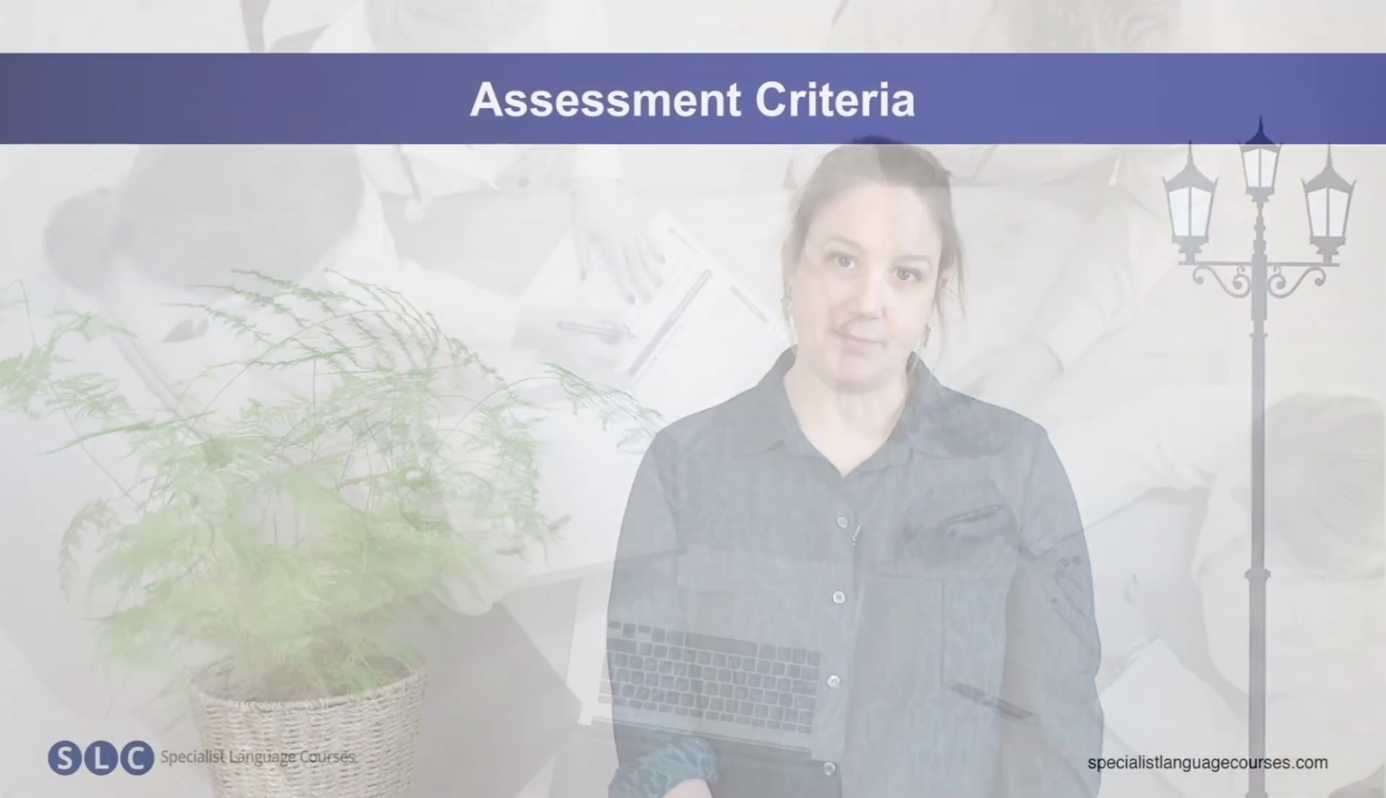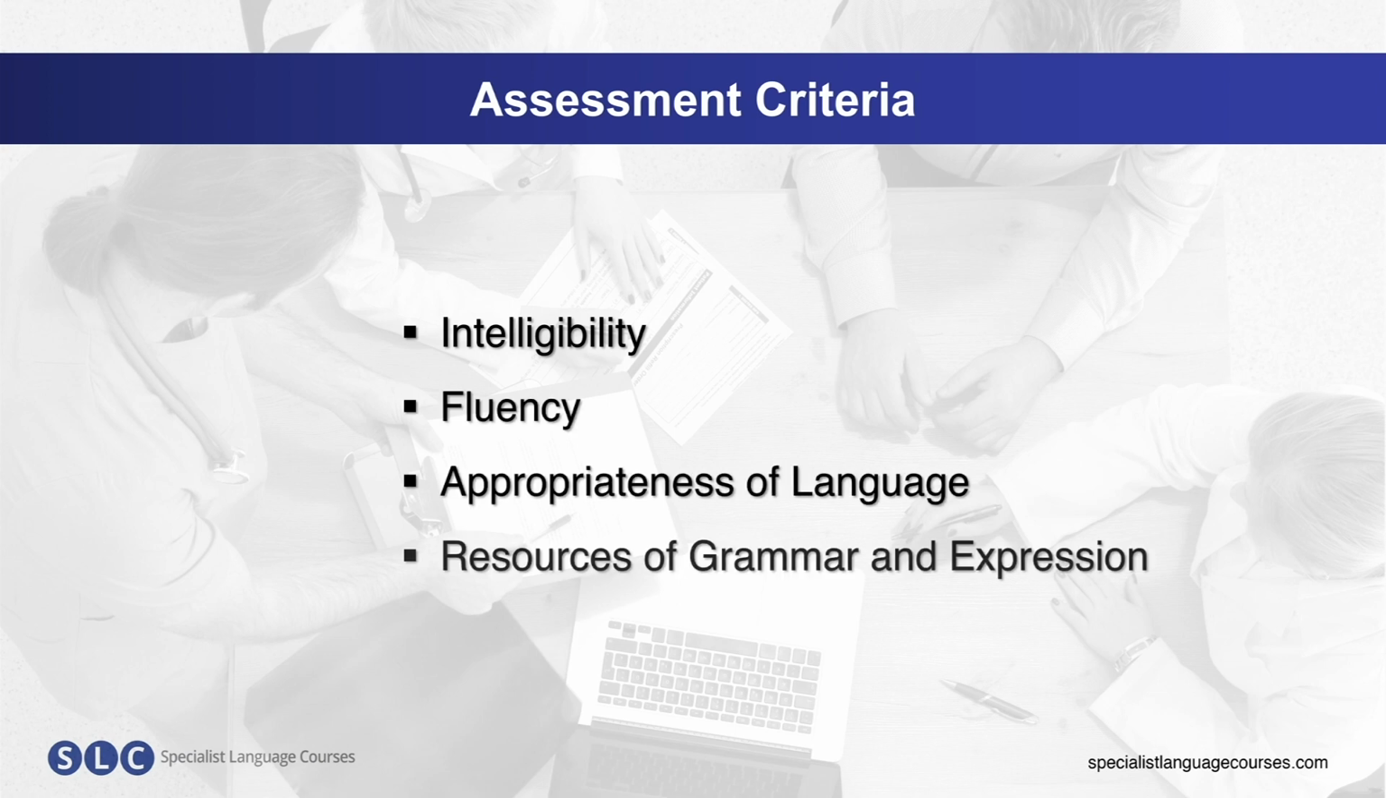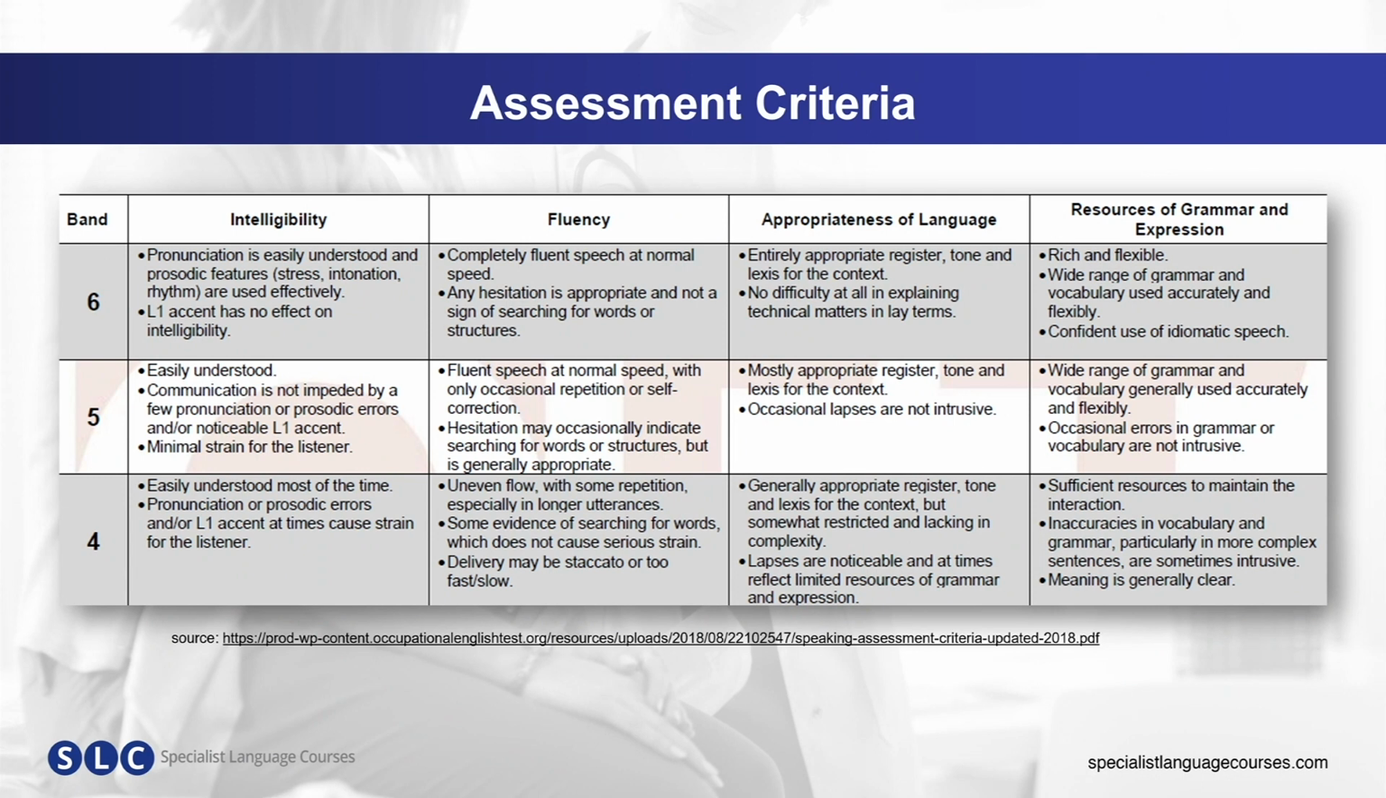So how are you assessed? Well, there are 4 linguistic criteria which the examiner looks at. These are intelligibility, fluency, appropriateness of language, and resources of grammar and expression. And each one is marked on a scale from 0 to 6, with 6 as the highest band score. Here is an excerpt from the criteria with the 4 categories at the top, and the top marks ranging from 4 to 6 for each category. You can download a copy of this criteria from the OET website.